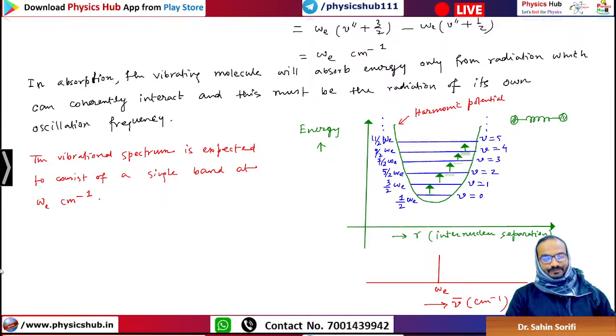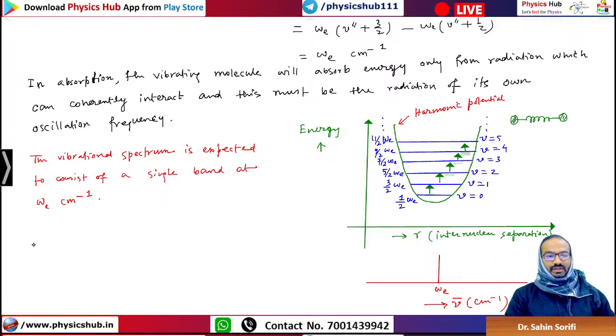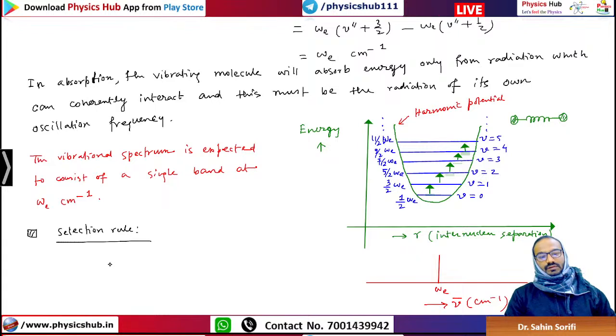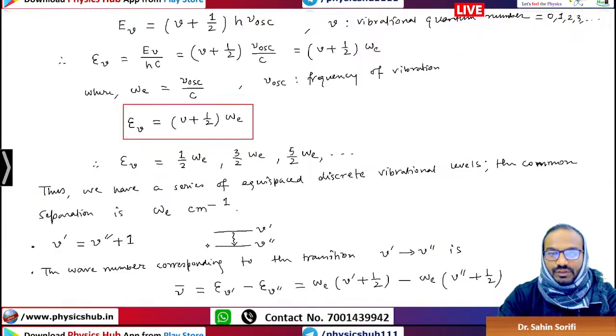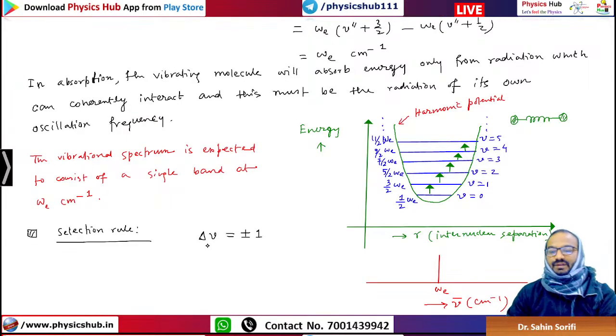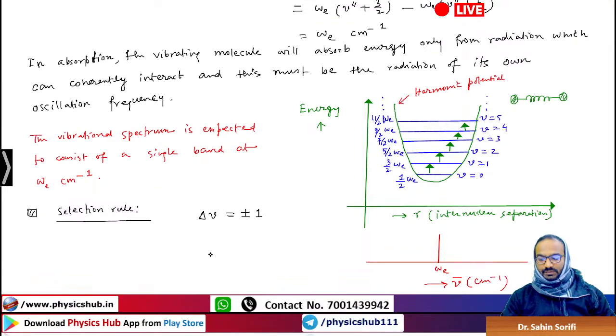centimeter inverse. Now the selection rule between the transition between the different vibrational levels will be the same as the rotational selection rule. Here it will be delta V is equal to plus minus 1. So this is briefly the theory of this diatomic molecule. Okay, anyone has any question? Tell me. Otherwise, we'll go for a problem.